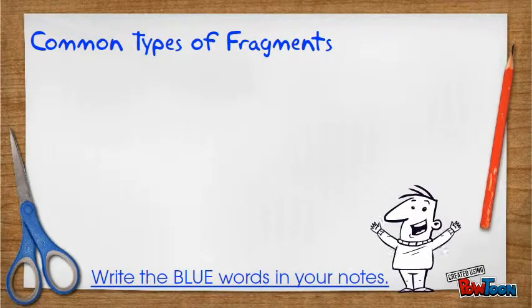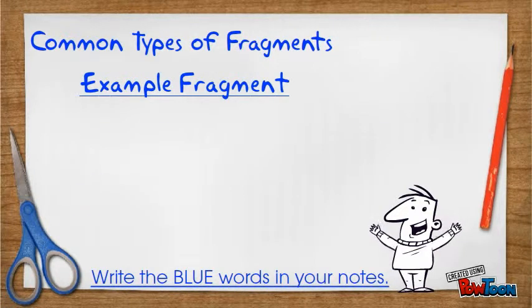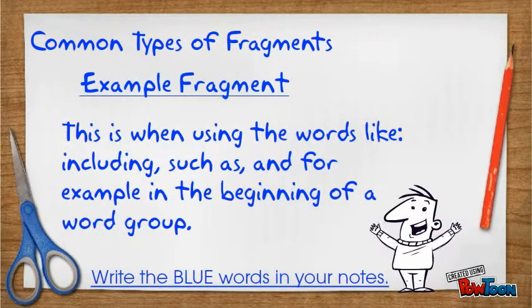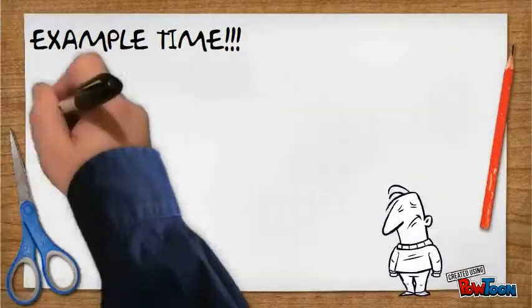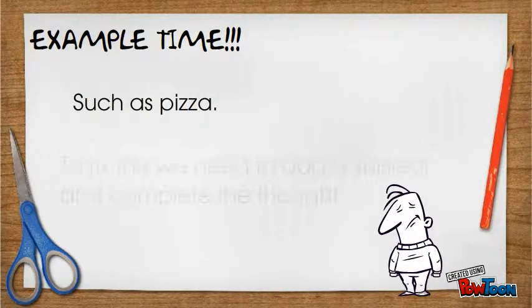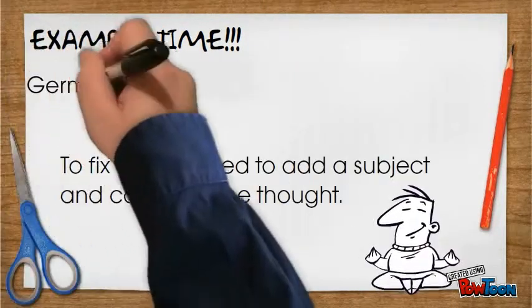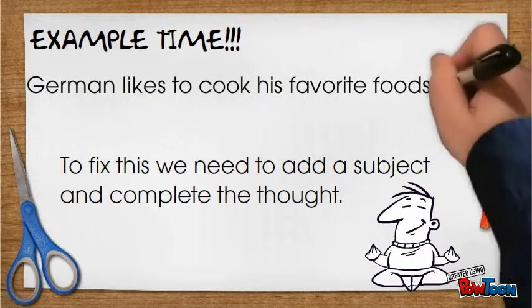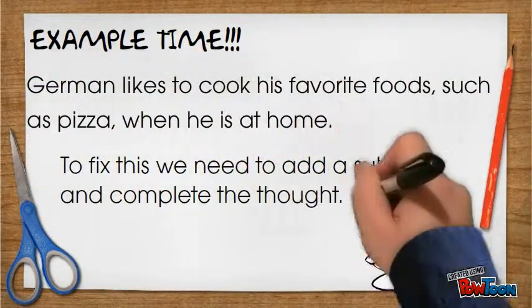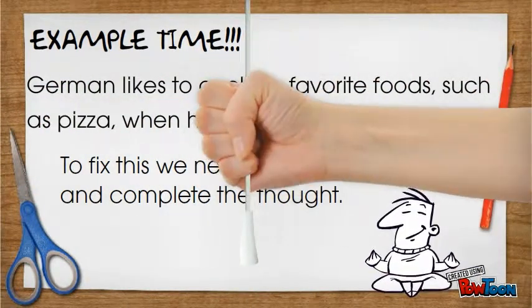Finally, the last fragment error is called an example fragment. It happens when using words like including, such as, and for example. Here's an example. Such as pizza. To fix this, we need to add a subject and to complete the thought. German likes to cook his favorite foods, such as pizza, when he is at home.